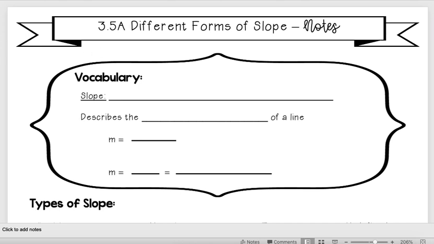So today we're going to be talking all about slope. We're going to be learning 4 different ways that we can find slope depending on what we're given. And so this first video is just going to go over what slope is.